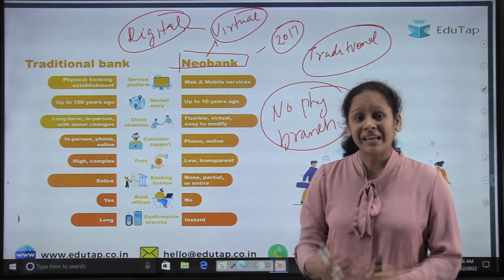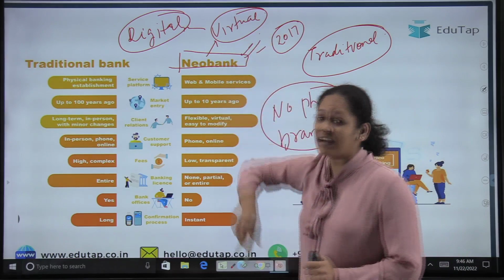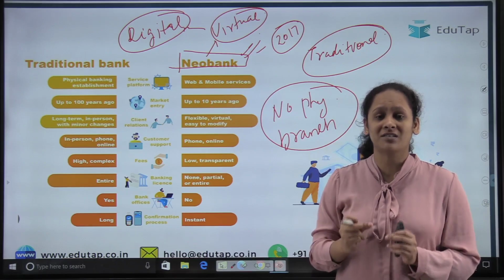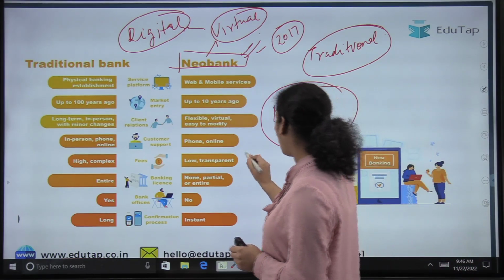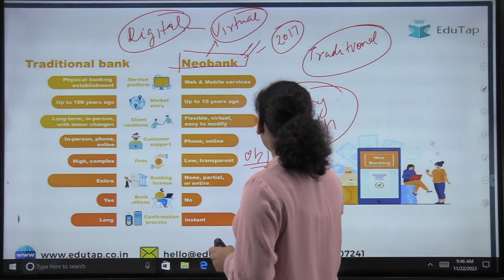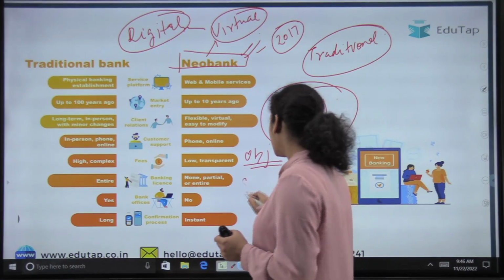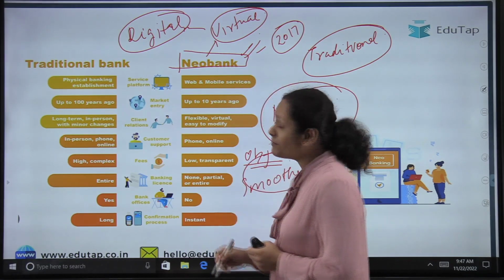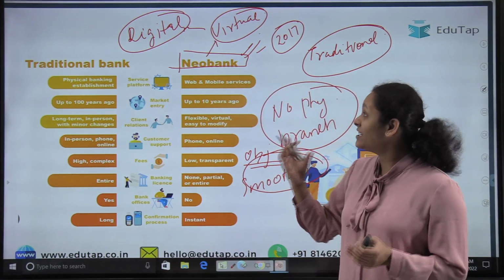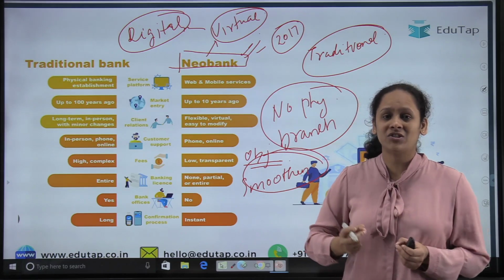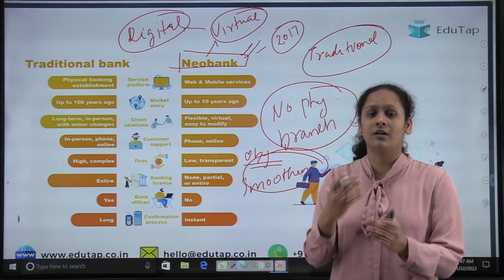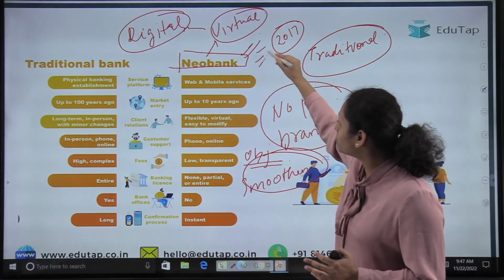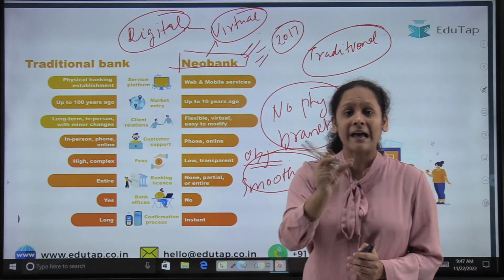So what was the main motive behind starting neobank? The main motive to start neobank was to smoothen the process for the customers. इसका ऑब्जेक्टिव था कि कस्टमर्स के ट्रांजैक्शंस को स्मूदन आउट करना. So neobank, what does neobank do? It uses the latest technologies or fintech technologies, and it provides you banking service using a mobile application.